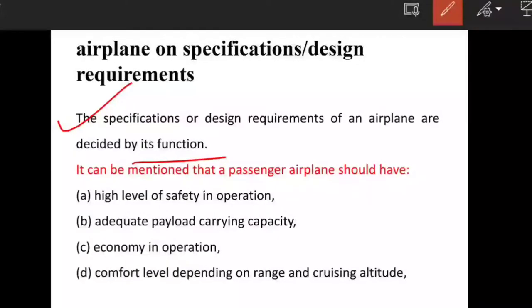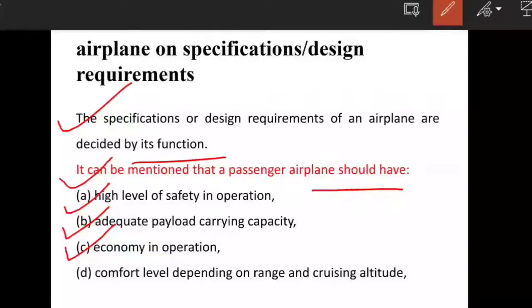Obviously, we know that. The specification or design requirement of an airplane is decided only and only by its function. And it can be mentioned that a passenger airplane should have, let's see, the first one: a high level of safety in operation. That is the first requirement. The second requirement is adequate payload carrying capacity. Obviously, without that, the category of the aircraft is changed.